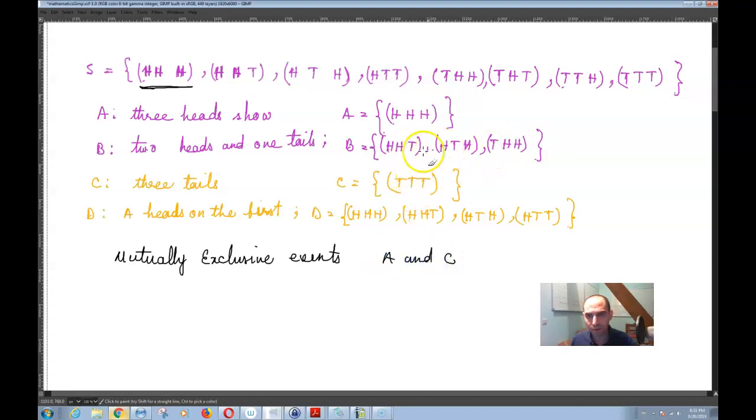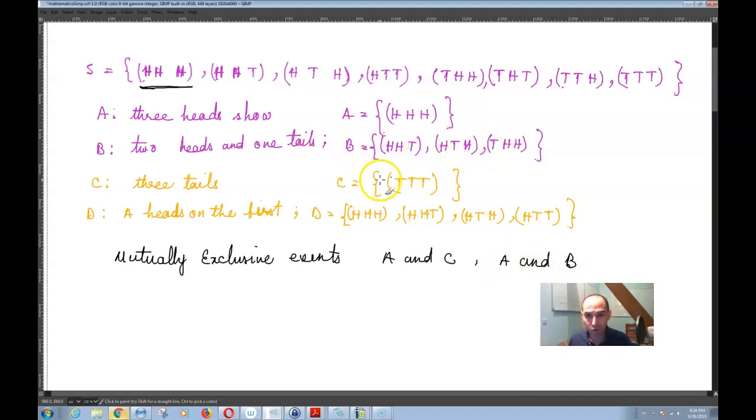For example, A and B are actually also mutually exclusive because they have no outcomes in common. So A and B would also be mutually exclusive. A and D are not mutually exclusive because they have this outcome in common. And then you can check with B. So B and A are of course mutually exclusive. We have already written that, and the order of course doesn't matter here, whether you say A and B are mutually exclusive or B and A are mutually exclusive, that would be the same statement.